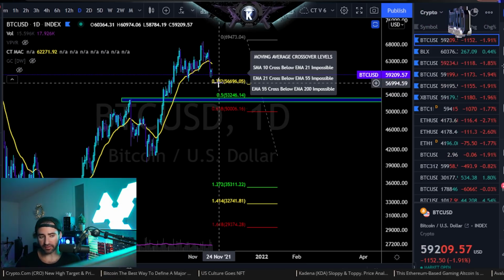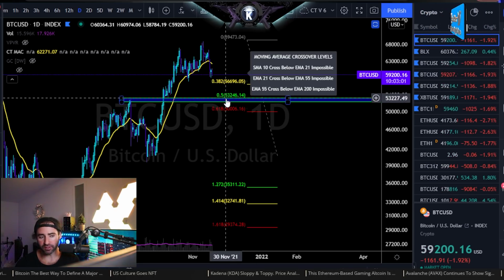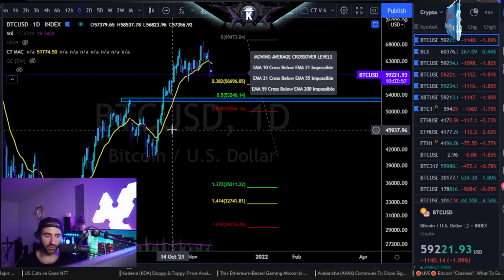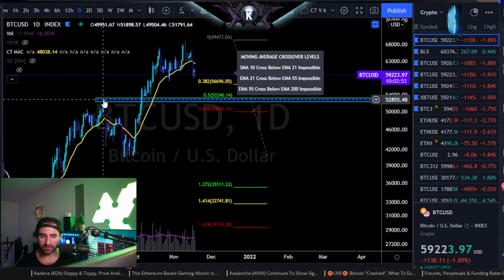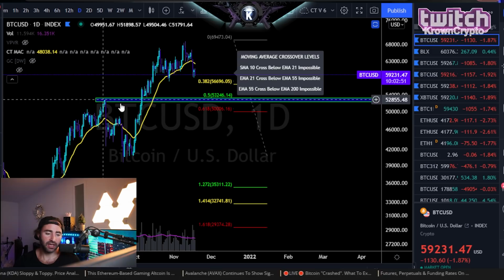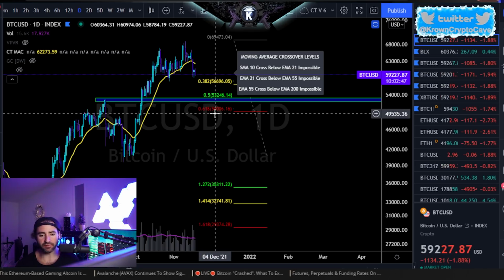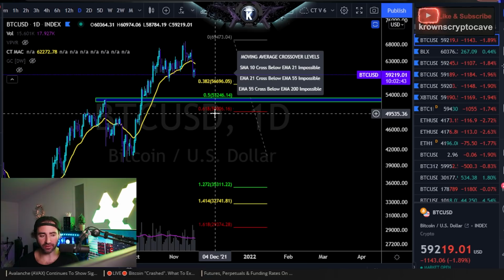Anyways, if this area is to fail, where's the next big one? The 0.5, which is right around $53,000, which is interesting now, isn't it? Because that is exactly where our last major high was. And then below there, we have the 618. So the 618, if you do retrace around there, it's an extremely strong bounce area.